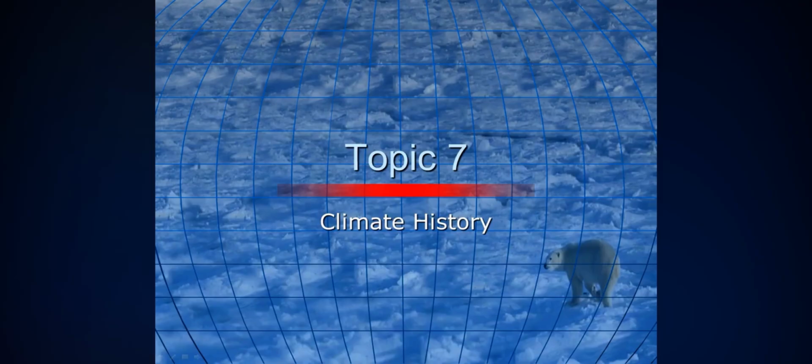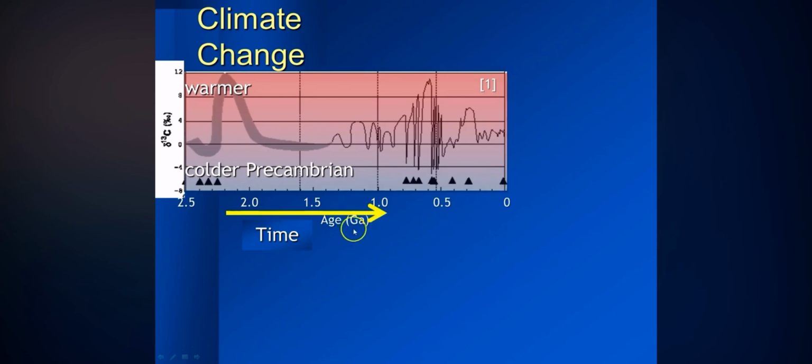By the way, a Ga is a giga annum, that's a billion years. So each of these is a billion years: 1 billion, 2 billion, 2.5 billion years old. This chart is giving you temperature based on carbon isotopes, and later we'll talk about isotopes. So for now, don't worry about what this means, except that this is colder and this is warmer.